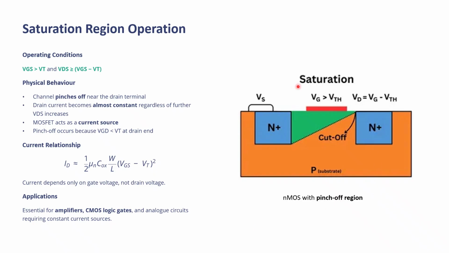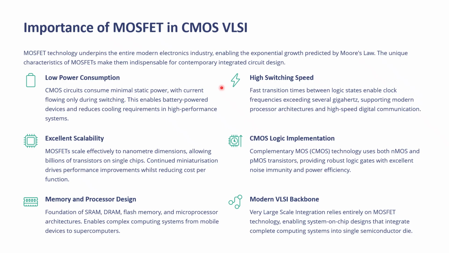Here in the picture you can see the saturation operation. The conditions are clearly shown that VGS should be greater than VT and VDS is greater than or equal to VGS minus VT. And here you can see in this channel region that the channel pinches off near the drain point, and the current becomes saturated. In the next slide we will see the importance of MOSFET in CMOS VLSI.